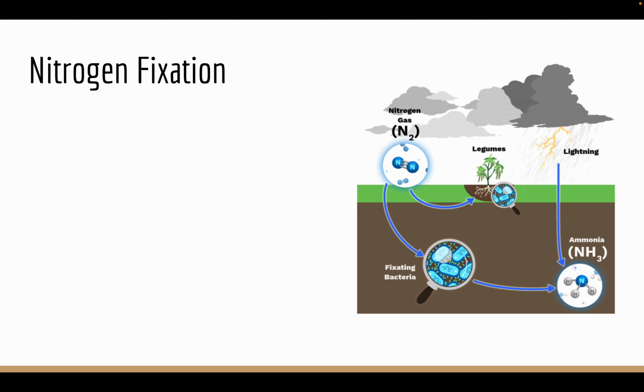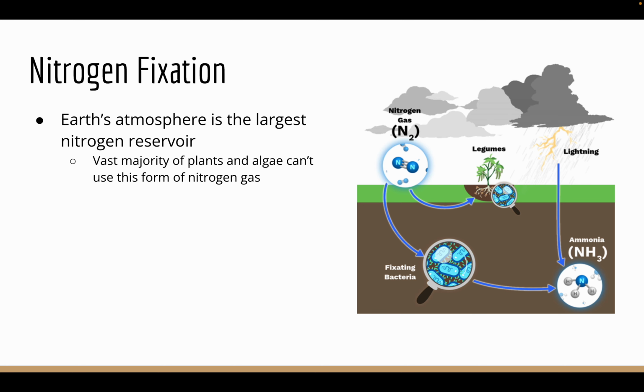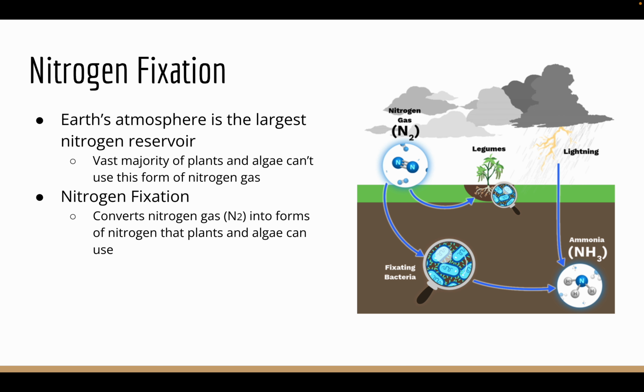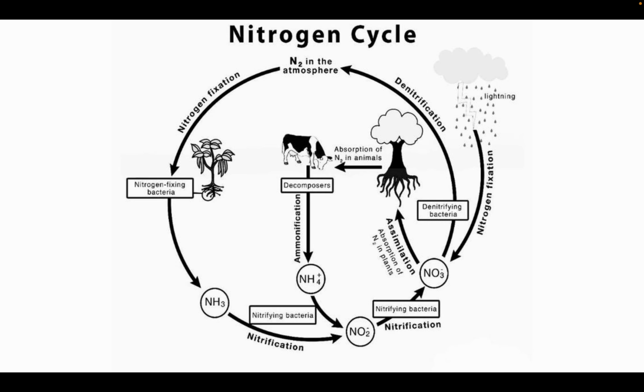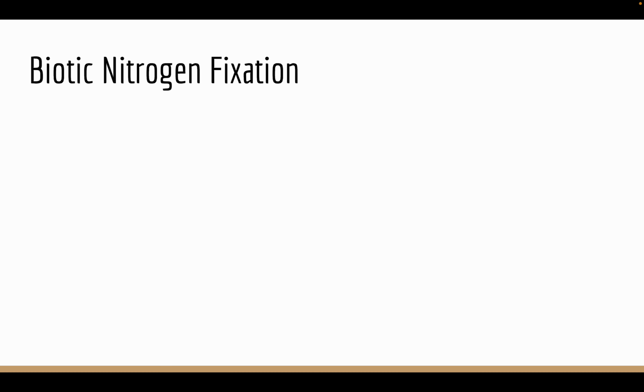So nitrogen fixation. Earth's atmosphere is the largest nitrogen reservoir, and the vast majority of plants and algae can't use this form of nitrogen gas. So it uses the process of nitrogen fixation. This is where nitrogen gas is converted into forms of nitrogen that plants and algae can use, and occurs through biotic, or living, and abiotic, or non-living, processes. So let's take a look at these two categories. Here are some examples of the nitrogen cycle.